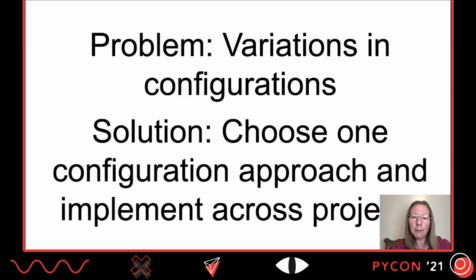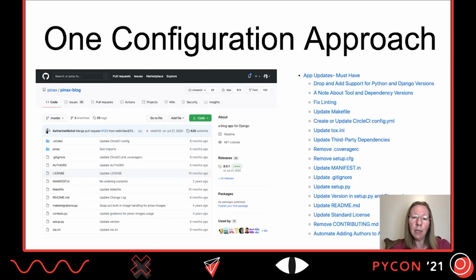The next problem was a variation in configurations, and the solution was to choose one configuration approach and implement it across projects. A number of people had created and worked on different Pinax projects at different times, and because of this, there was a lot of variation in terms of how things had been done. And I can tell you from personal experience as a newcomer that can make it harder to understand the code. So after some research, I chose one configuration approach and implemented it across repos and detailed this in the release plan.